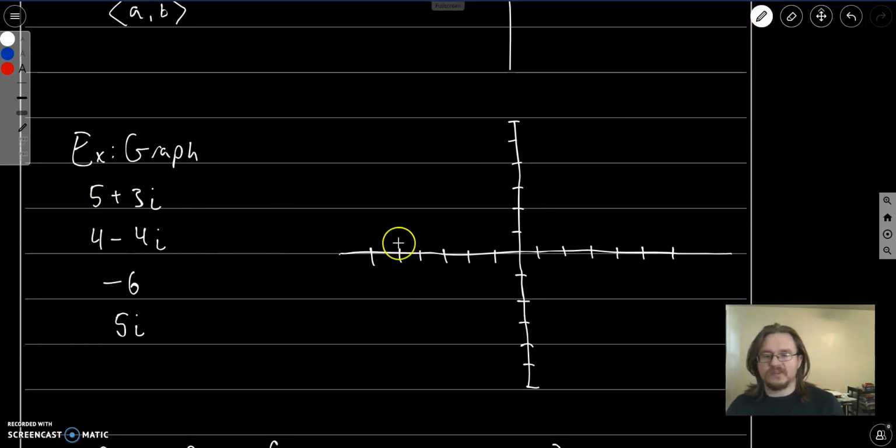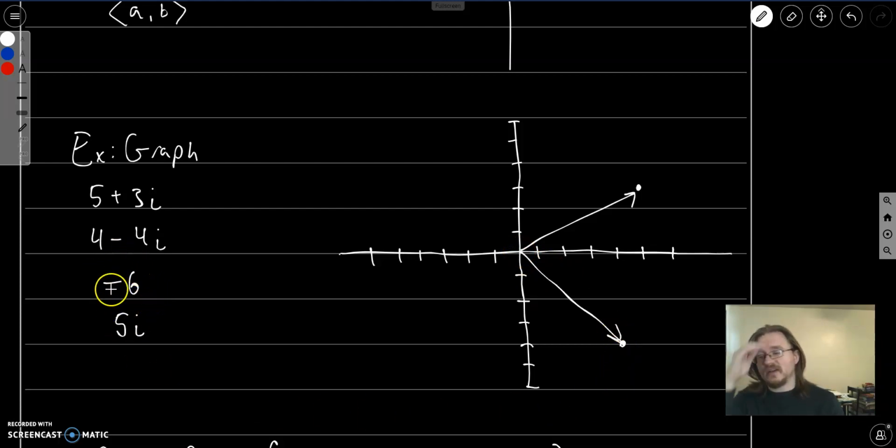So I've got 5 plus 3i, so 1, 2, 3, 4, 5, and 3. So 5 plus 3i will be pointing up here. But if I take 4 minus 4i, again our x coordinate is going to be 4, 1, 2, 3, 4, and our y coordinate is going to be negative 4, 1, 2, 3, 4. So this vector will be pointing down here instead.